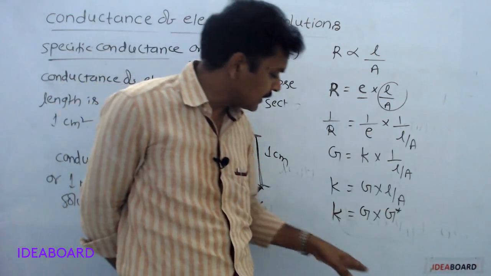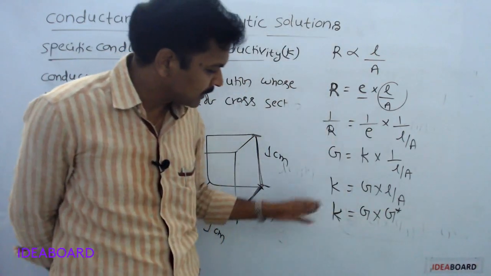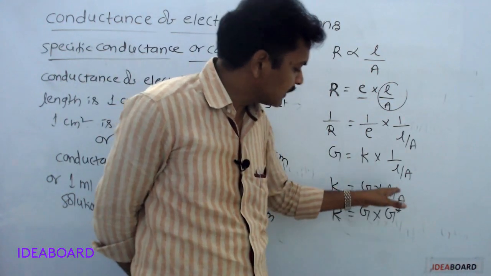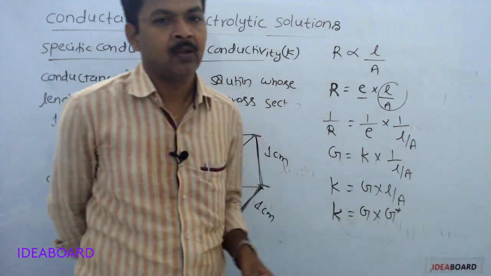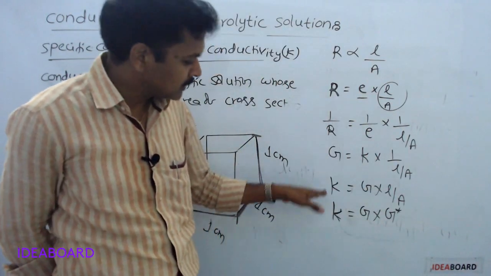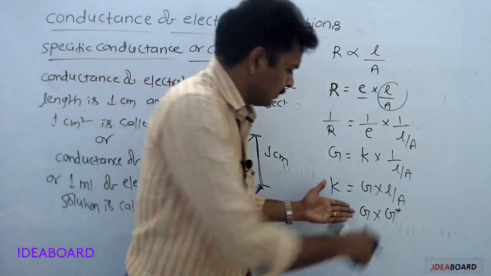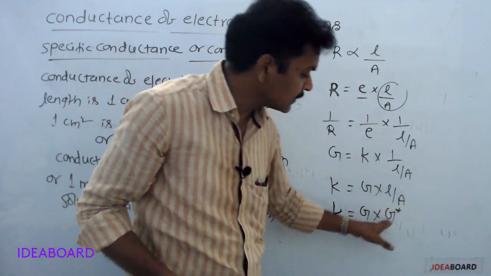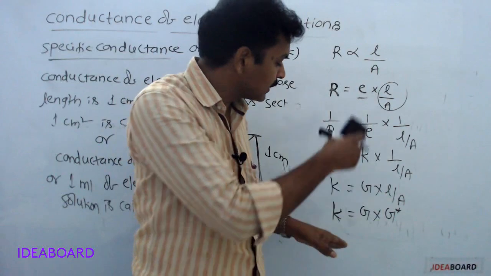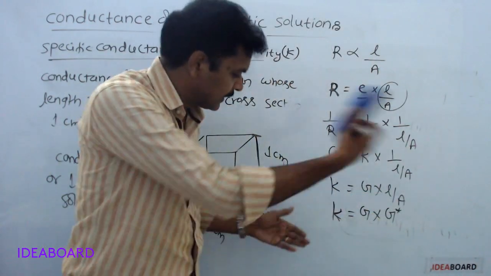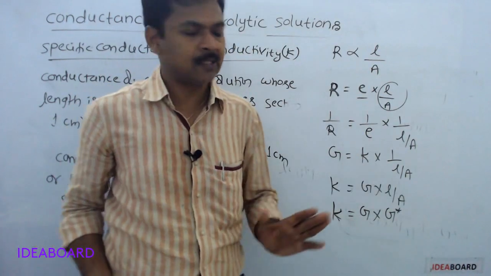In which conductivity cell is conductance equal to specific conductance? It means the cell whose cell constant is unity. For that question, the answer is the cell whose cell constant is unity. In that cell, conductance is equal to specific conductance.